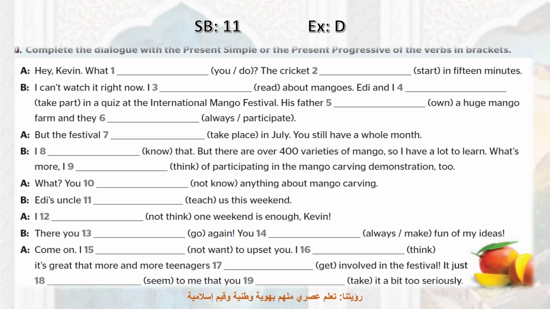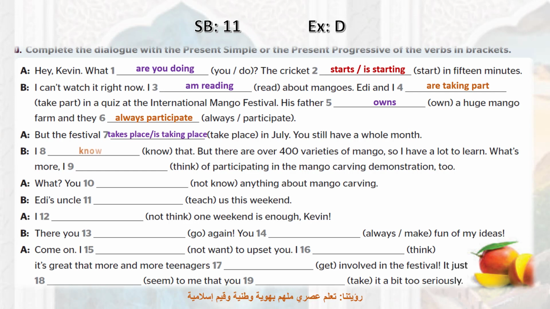Here are the answers. 1. Are you doing? 2. Starts or is starting. 3. I'm reading. 4. Are taking part. 5. Owns. 6. Always participate. 7. Takes place or is taking place. 8. No. 9. I'm thinking. 10. Don't know. 11. Is teaching.